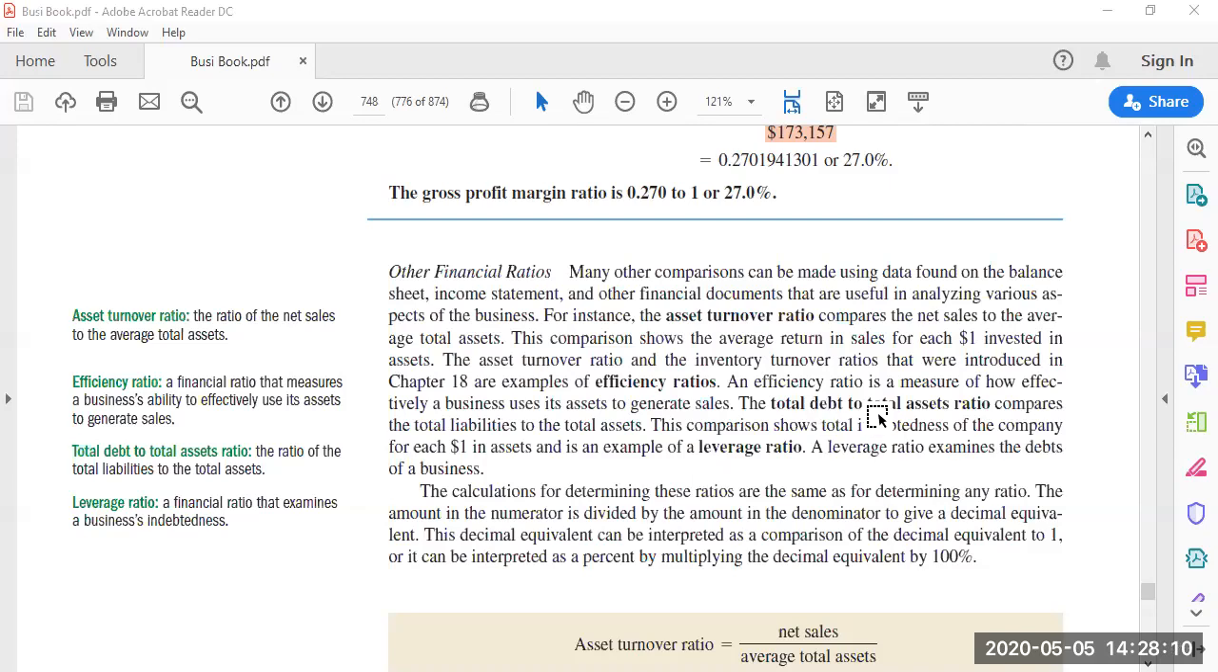All right, the total debt to total assets ratio compares your total liabilities to your total assets. This comparison looks at the indebtedness of the company for each dollar in assets. So for each dollar of the value of your assets, how does that compare to the amount of debt that you have?